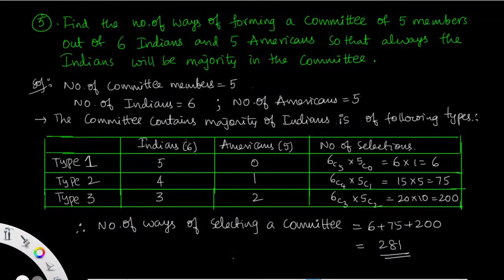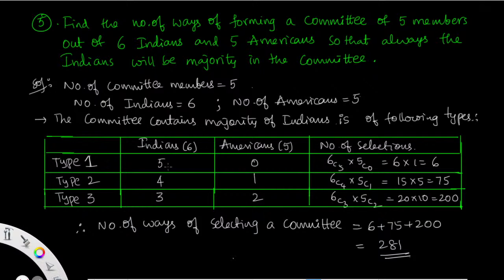Then go to a similar question, question number 5. Find the number of ways of forming a committee of 5 members out of 6 Indians and 5 Americans, so that the Indians are always in the majority in the committee. The committee has a total of 5 members, the maximum number of Indians is 6 and Americans is 5. But the question says the Indians will always be the majority in the committee.